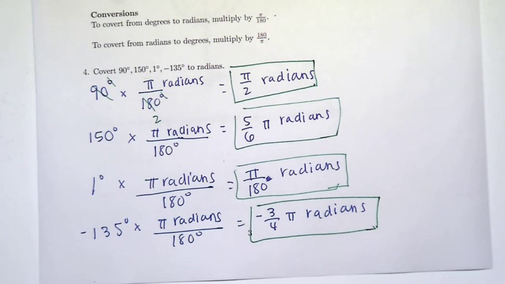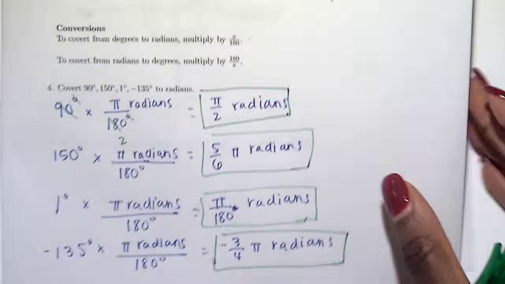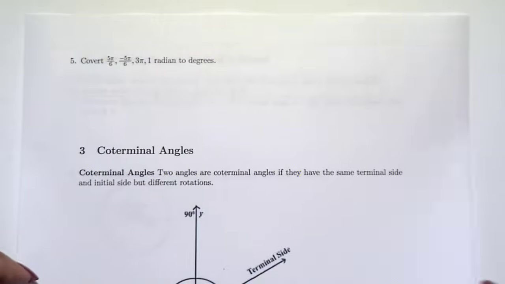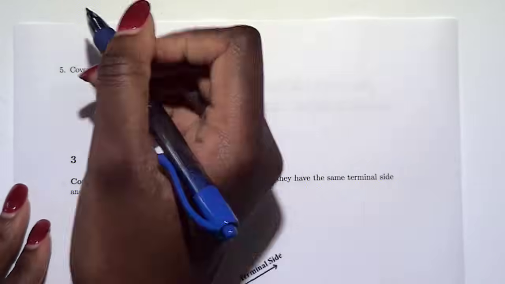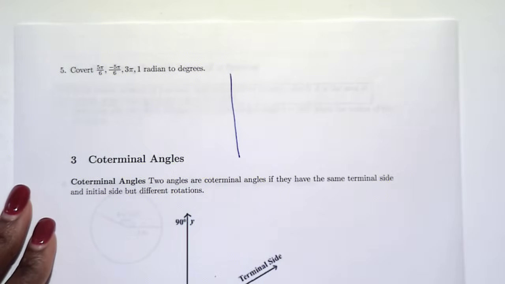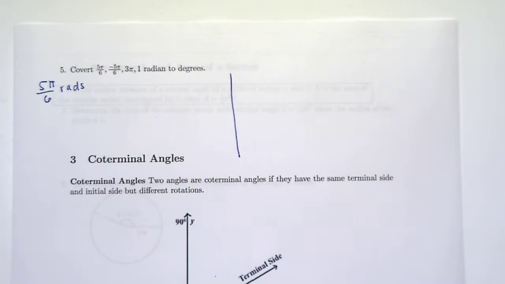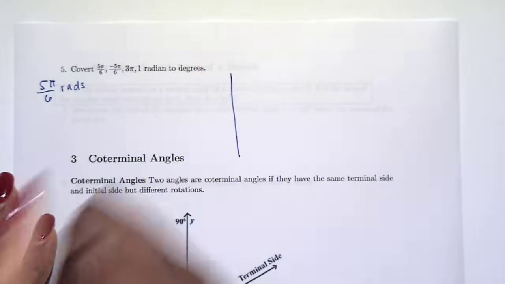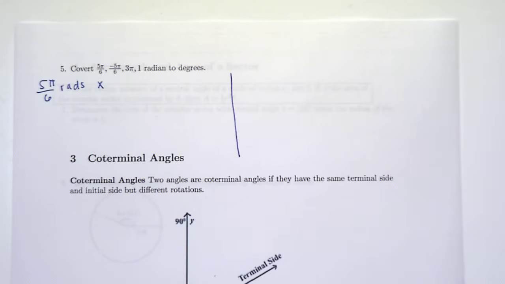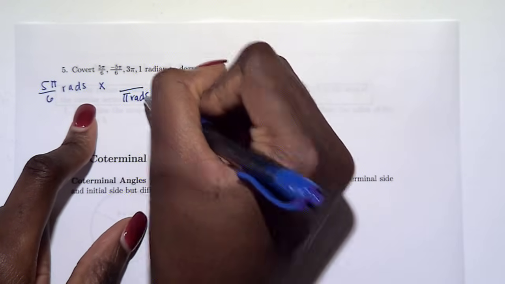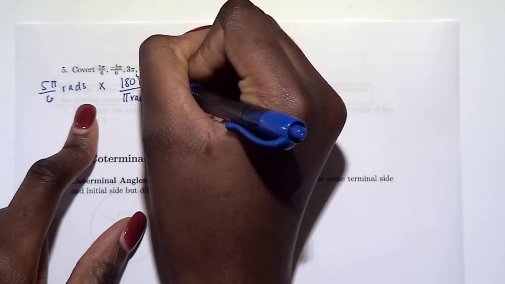All right, so now let's talk about going the opposite direction if we want to convert our radians into degrees. Starting with 5 pi over 6 radians. Sometimes I like to abbreviate and call it rads. Now I have to figure out what I need to multiply by, 180 over pi or pi over 180. Again, I want to cancel the radians, so I'm going to put pi radians on the bottom, 180 degrees on the top.